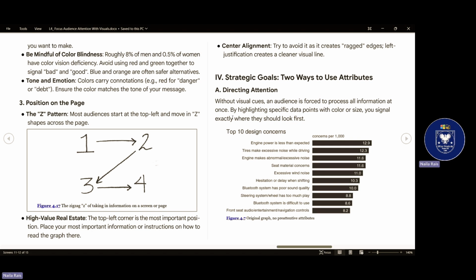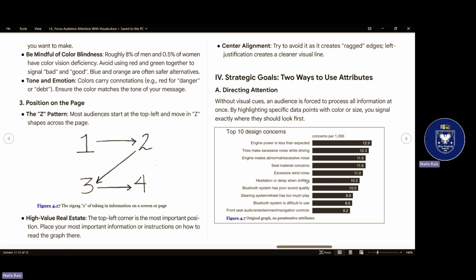So now looking at the fourth, that is strategic goals. Two ways to use attributes. A, directing attention. Without visual cues, an audience is forced to process all information at once. By highlighting specific data points with color or size, we signal exactly where they should look first.